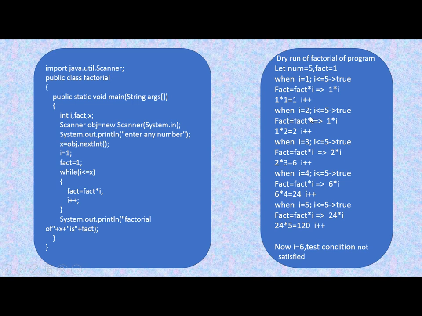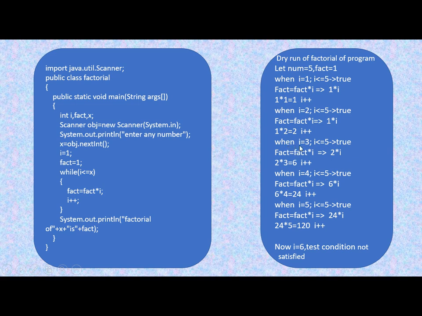So when I is equal to 2, the test condition is again satisfied, that is I is less than or equal to 5. This is true. So this statement will be executed. What is the statement? fact into I. So now we have the value of fact as 1. Just now we computed it as 1. So we will compute 1 into I. Now the value of I is 2. So this is going to give 1 into 2, that is equal to 2. Now again I plus plus.